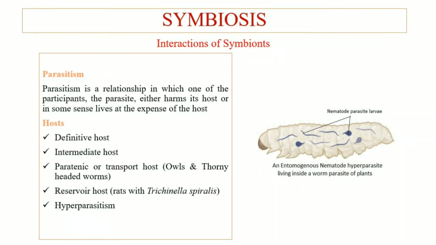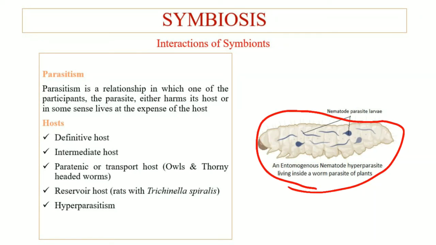Next is hyperparasitism. Hyperparasitism is a type of parasitism in which one parasite harbors another parasite. So here in this figure, you can see that this is a parasite of plants, and this worm is harboring the nematode parasite larvae. So the parasite is being parasitized. So this is known as hyperparasitism.